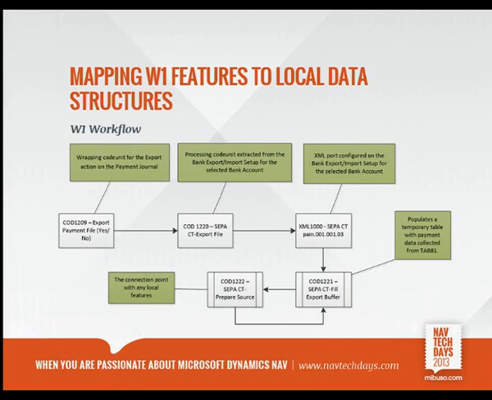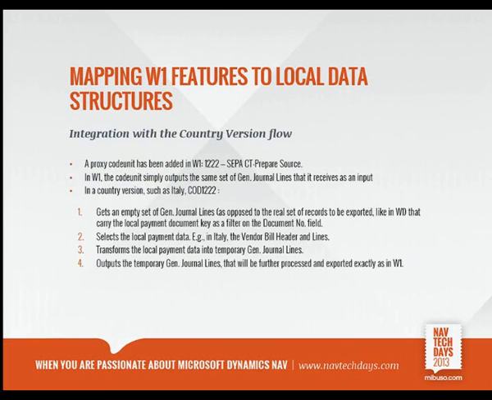So what will this code unit do in a country version, for example, in Italy? In W1, it receives a set of general lines and spits out exactly the same set. So it doesn't do anything in W1. It's basically empty code. But in a country version, we overload it to take this empty set of general lines, select the local payment data, which in Italy, for example, is called vendor bill header and lines, move the data into temporary general lines, and then it outputs a set of temporary general lines that will be processed exactly as they are in W1.